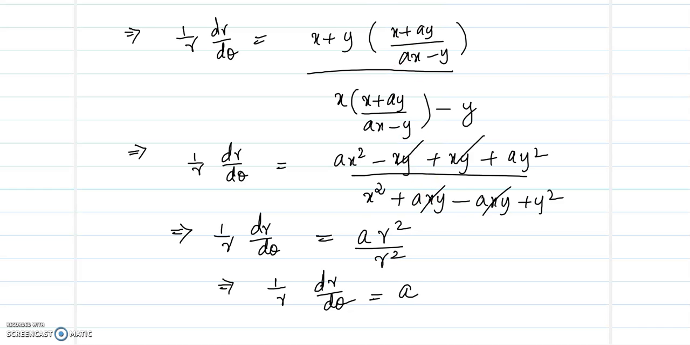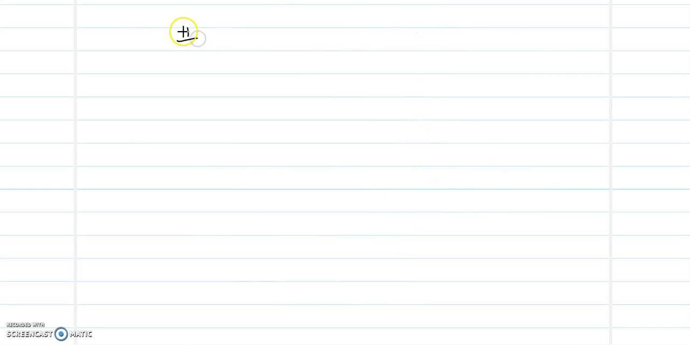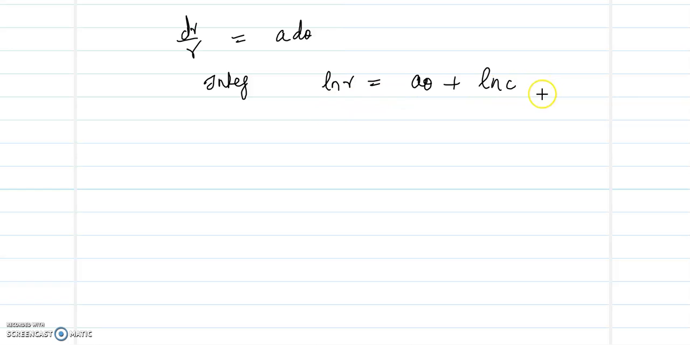We'll be getting 1 by r. So this is a variable separable form, dr by r equal to a d theta. Upon integrating, we'll be getting log r equal to a theta plus, say, an arbitrary constant log c. So that will give r by c equal to e power a theta. Therefore, our solution will be of the form r equal to c e raised to a theta.